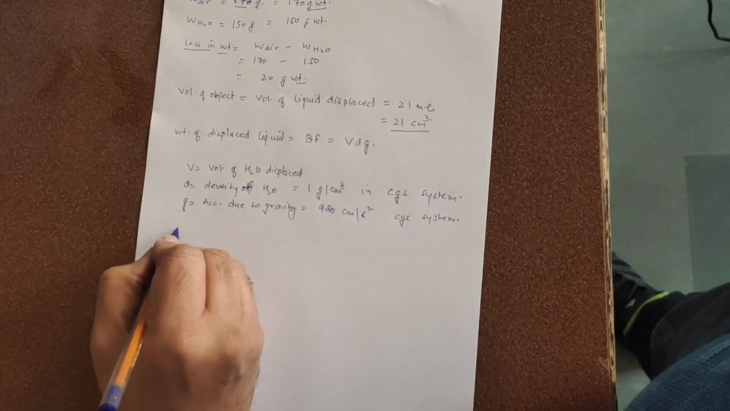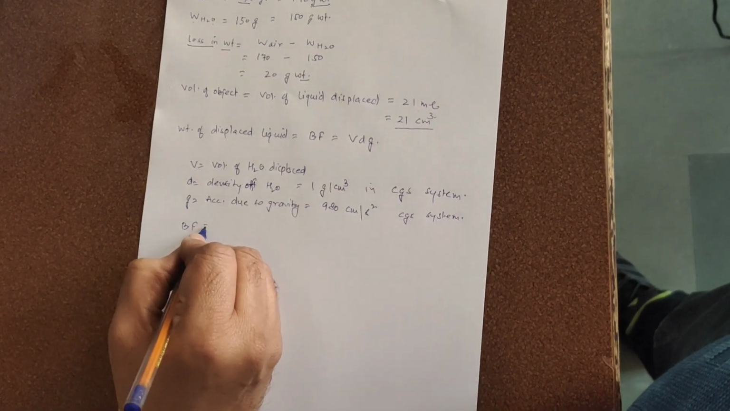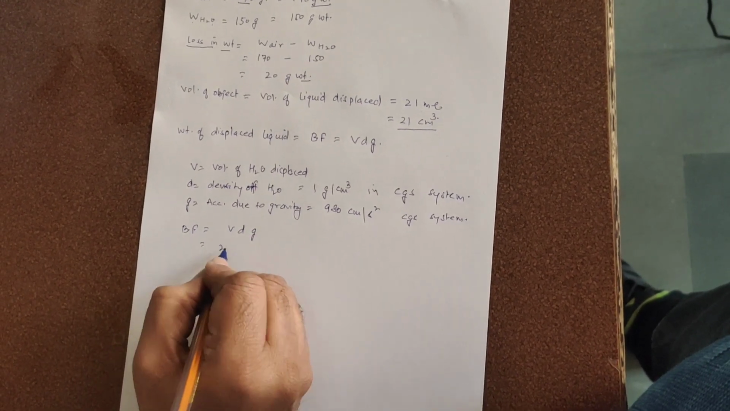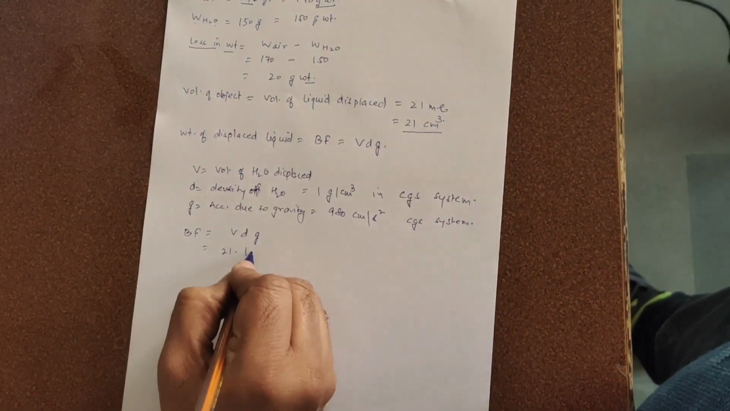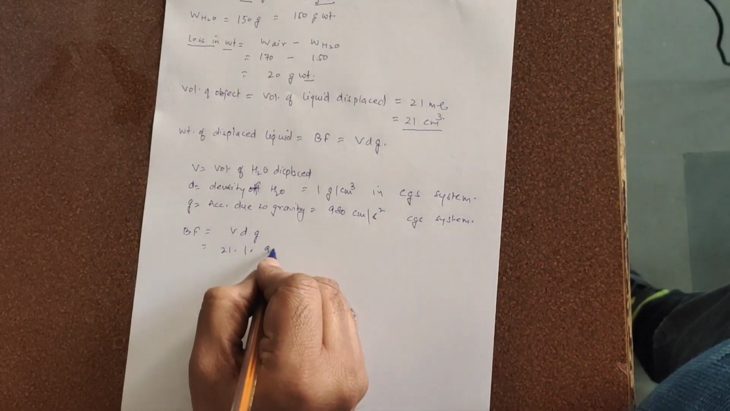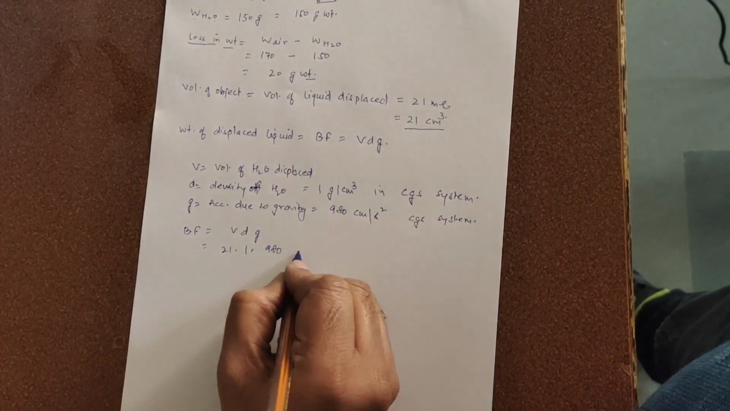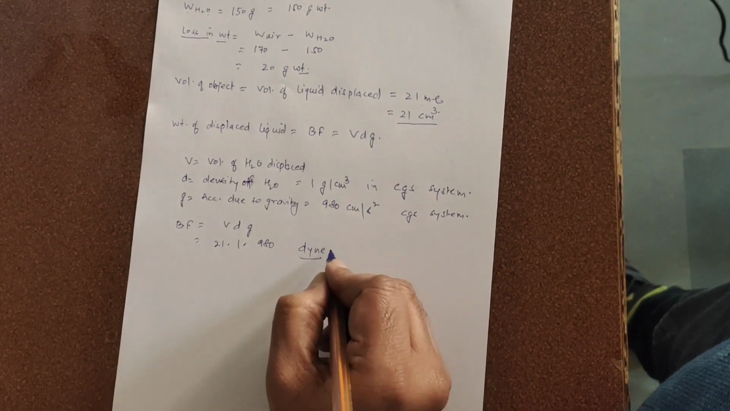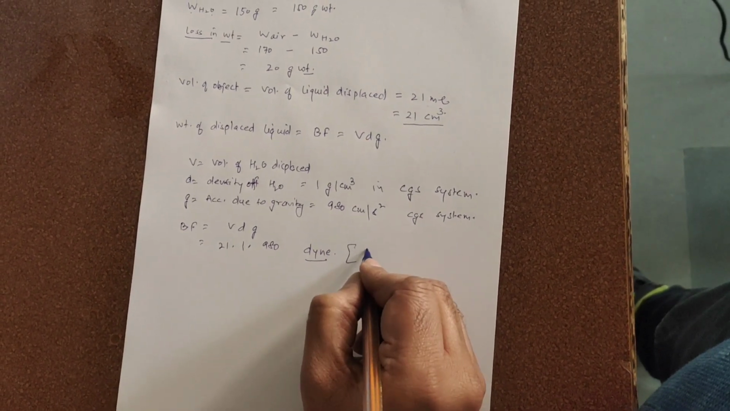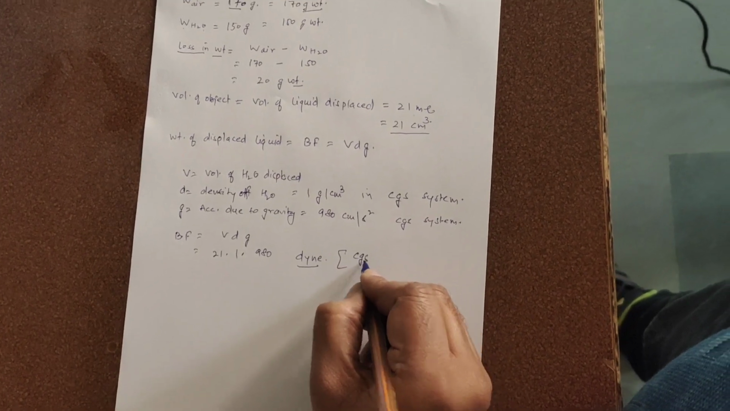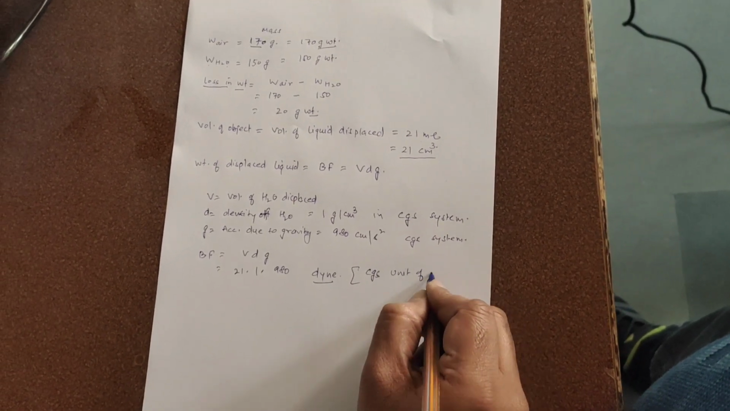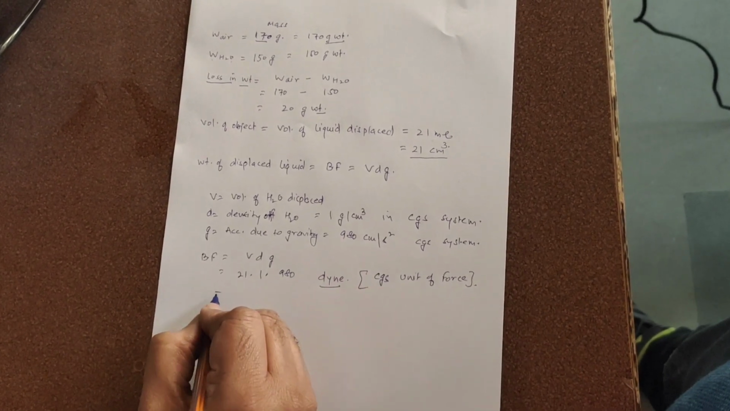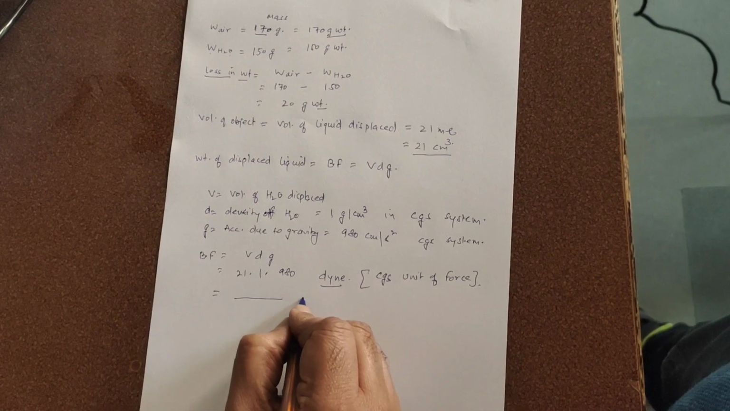By putting these values, buoyant force comes out to be VdG, V is 21, D is 1 and G is 980, and this will be in dyne. Dyne is the CGS unit of force. So this calculation we will do.